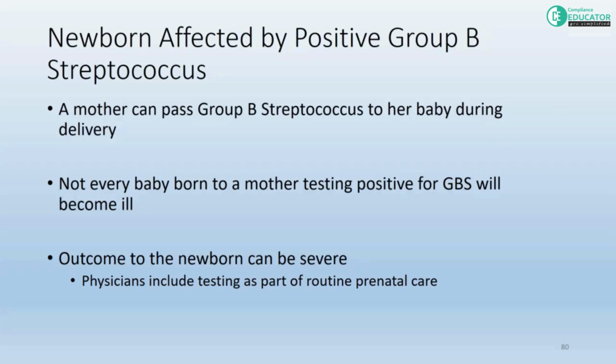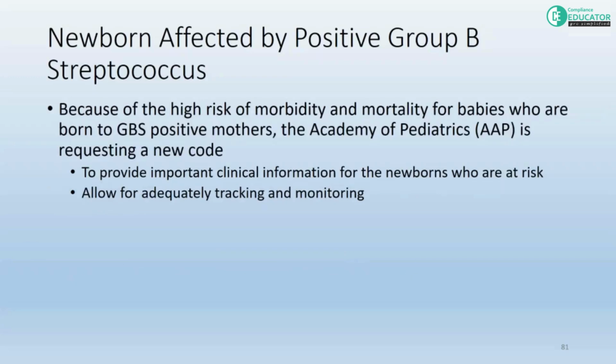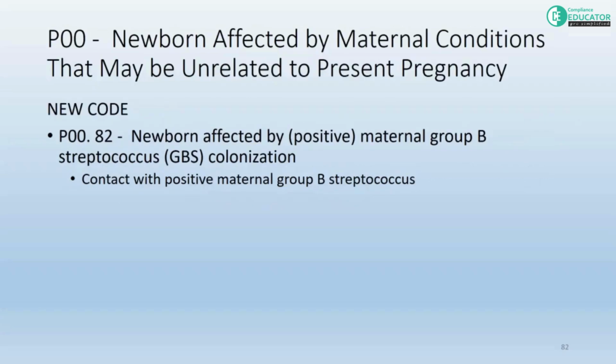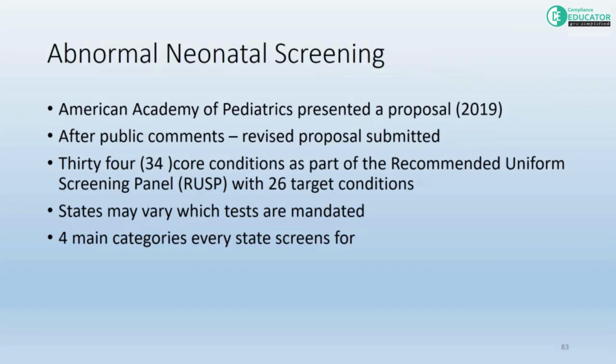As such, physicians include testing as part of their prenatal care. Newborns are at increased risk if their mother tests positive for the bacteria during pregnancy. So the American Academy of Pediatrics is requesting this new code, as you see, to allow for adequately tracking and monitoring. So here is our code: newborn affected by (maternal) group B streptococcus colonization or contact with positive maternal group B strep. Again, the words in parentheses are non-essential.